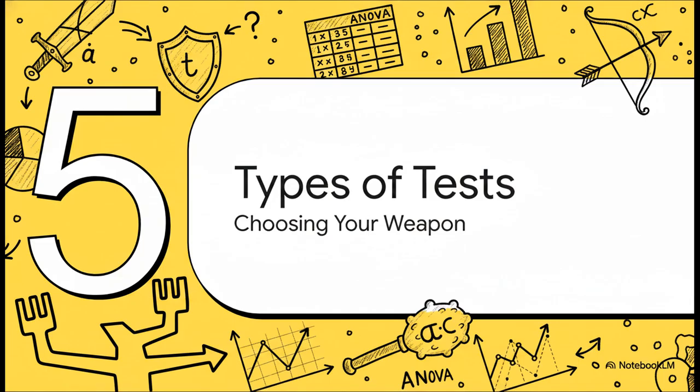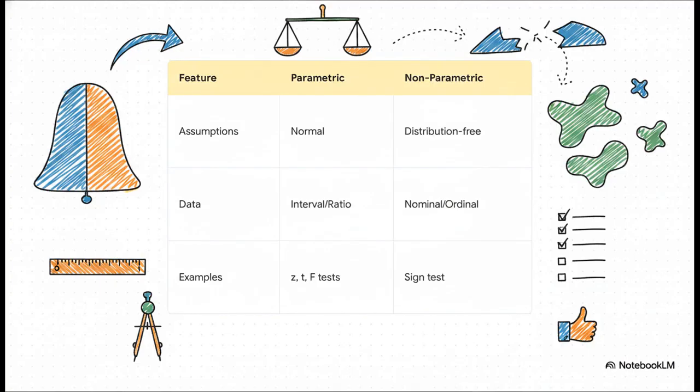And here we are at Section 5, parametric versus non-parametric tests, choosing your weapon. We've reached the final fork in the road. You have your hypotheses all set, you know the procedure, but which specific mathematical tool are you going to use on your data? Basically, there are 2 distinct families of statistical tests, parametric and non-parametric. And your choice here depends entirely on how much you can confidently assume about your parent population.